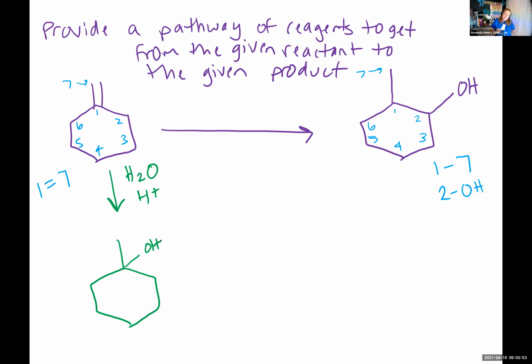So how are we going to get an alcohol on carbon number 2 instead of carbon number 1? What could we do next? So really, what can we do to get rid of that alcohol and make carbon number 2 a reactive carbon?